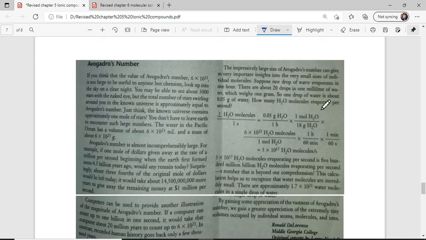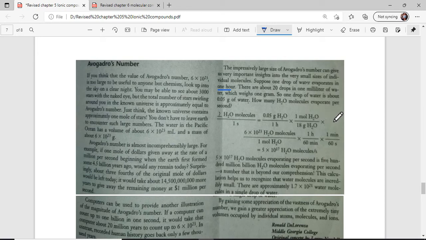That is our drop of water. Then you have per hour from the equation. Given that, you have 0.05 grams of H2O per hour. You just need to convert it into H2O molecules per second. So what do we eliminate first? You need to eliminate the grams of H2O, converting it into H2O molecules. How do you do that? Simply look up the AMU of your hydrogen and oxygen.